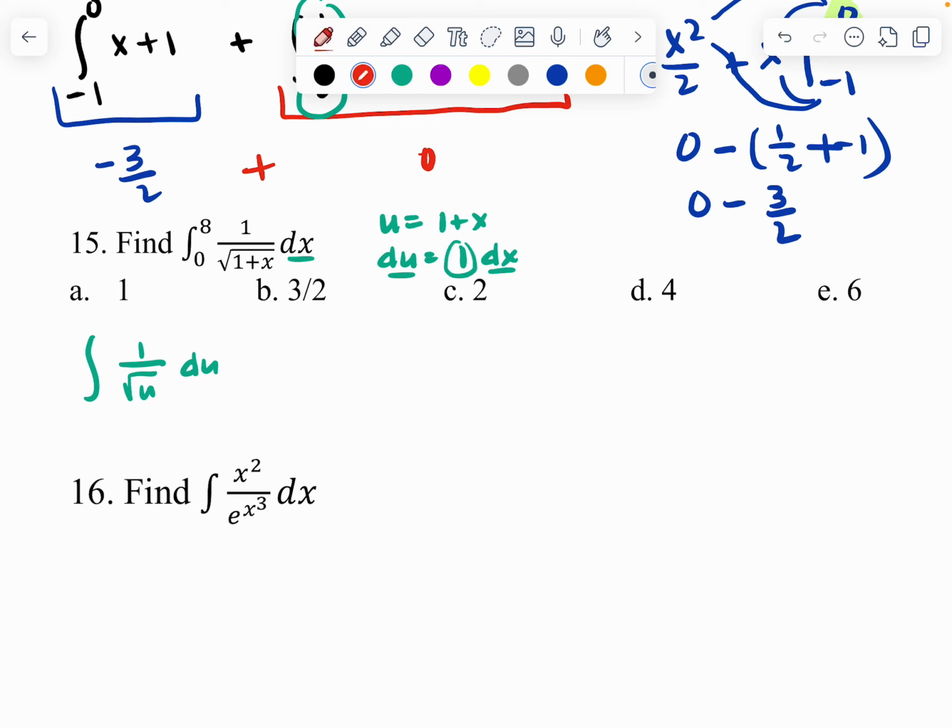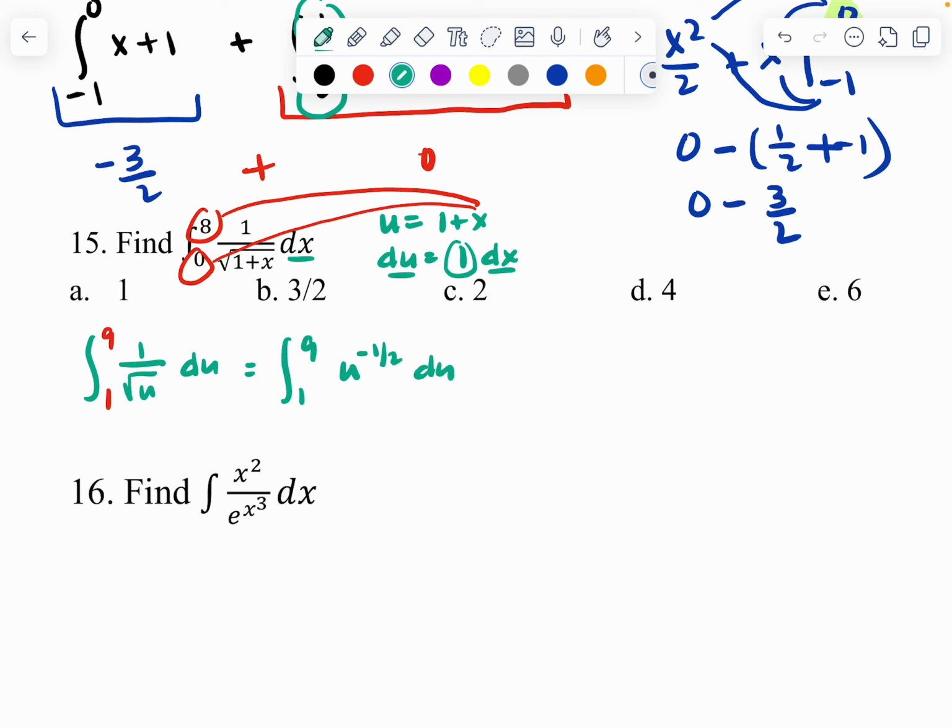Now let's change the boundaries. If I plug an 8 into here, 1 plus 8 gives me an upper boundary of 9. If I plug in a 0, 1 plus 0 is 1. Okay, now integrating this, I have the integral from 1 to 9. I'm going to rewrite this as u to the -1/2 du.